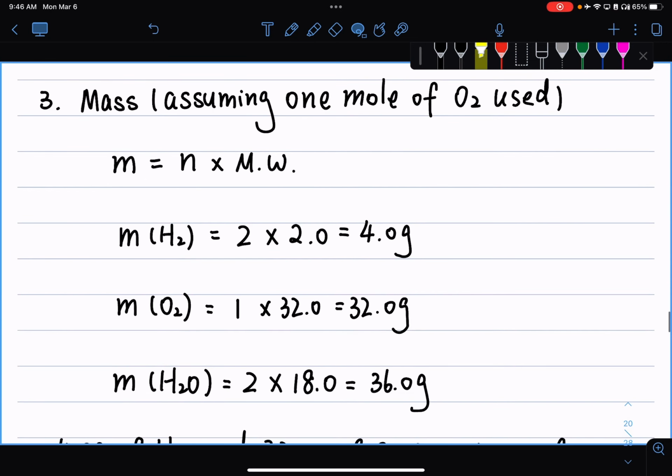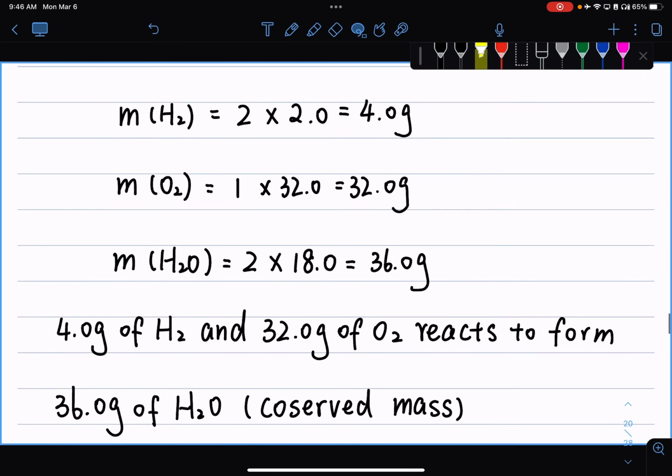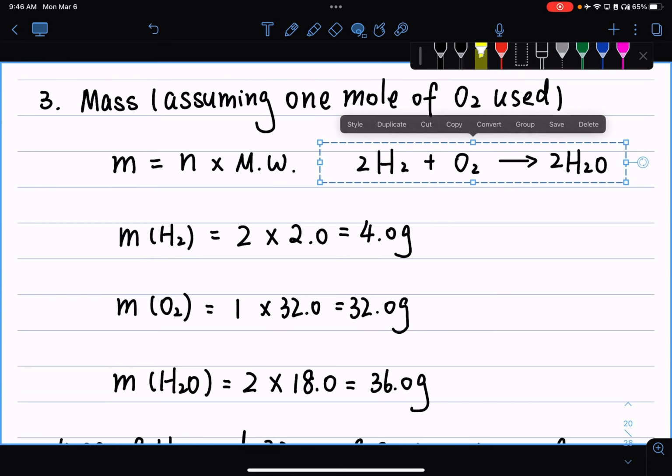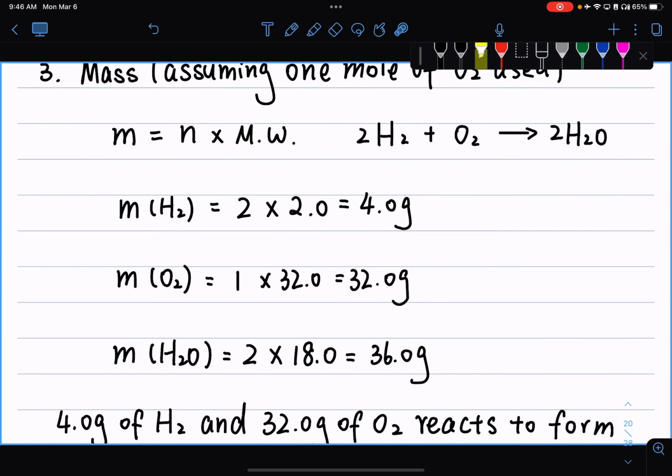Stoichiometry, on the other hand, is trying to use the mass on both ends of your chemical reaction to describe this reaction. So assuming 1 mole of oxygen is being used, we can calculate the mass of your reactant and the mass of your product. These are pretty intuitive. Here, the 2.0 is the molecular weight of hydrogen, H2. 32 is the molecular weight of oxygen. And 18 is the molecular weight of H2O.